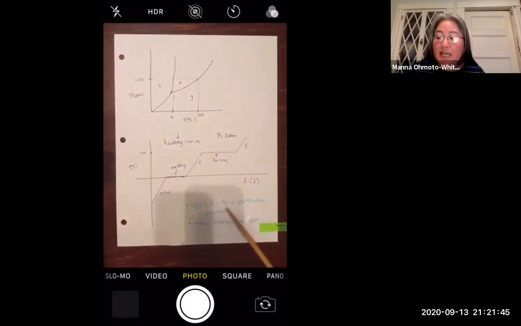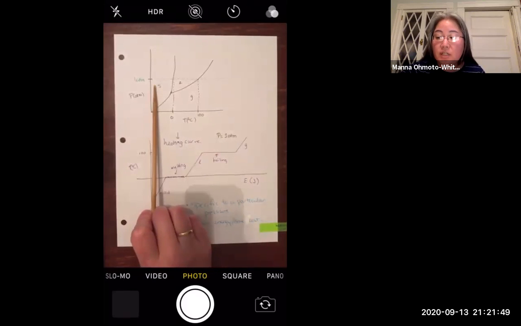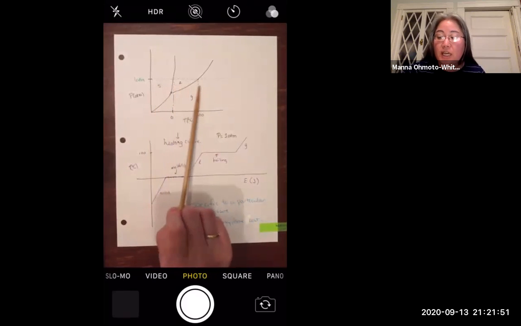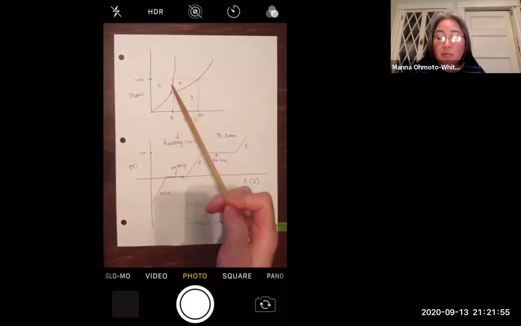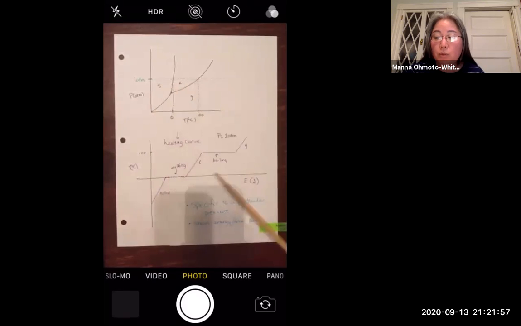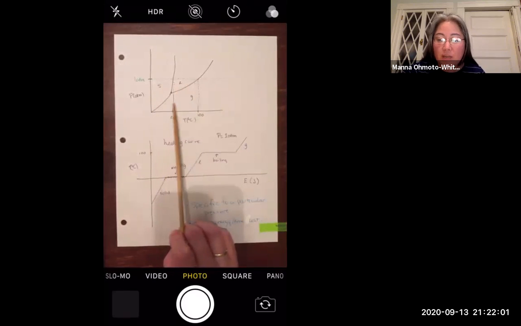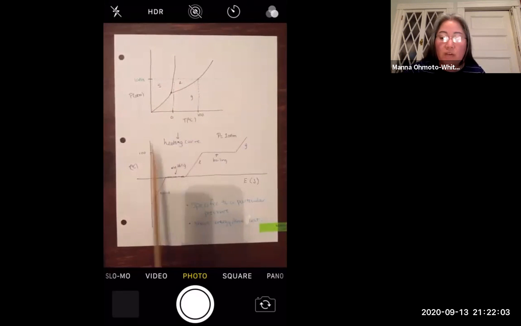So again, this is at a particular pressure. If I took this at a different pressure, I would get a different heating curve in that my melting point would be at a different temperature and my boiling point would be at a different temperature. If I took it at a much lower pressure, I would only have one line, and I would make the transformation all the way from a solid to a gas at that temperature.